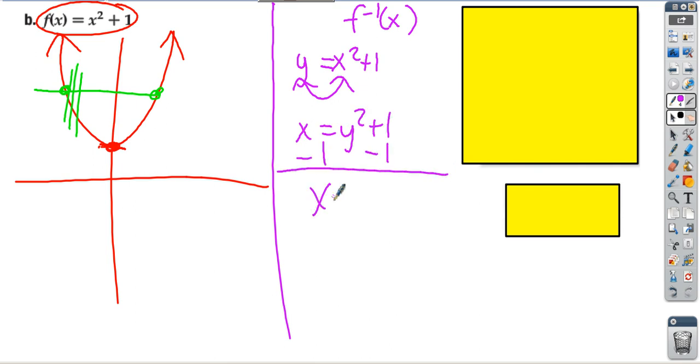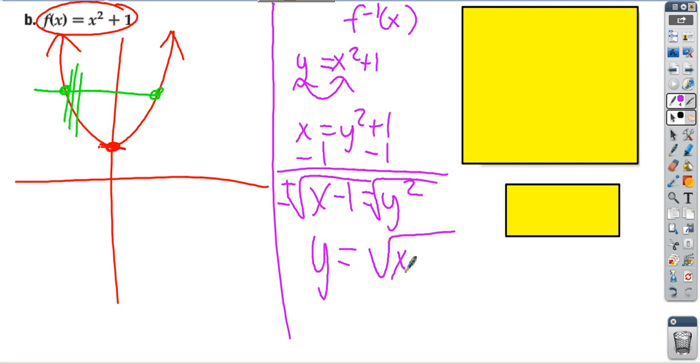That's how we find the inverse. So x minus 1 equals y squared, square root. And then here's the problem. We have to put a plus or minus in front. So the reason this doesn't have an inverse is because it's really like two different functions, and you can't really graph two functions on one.